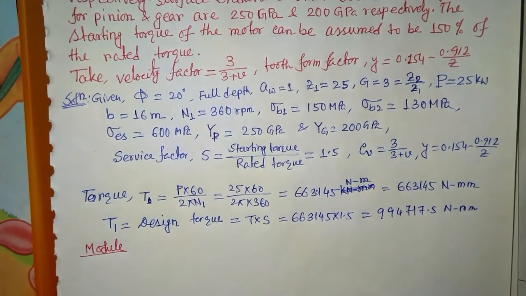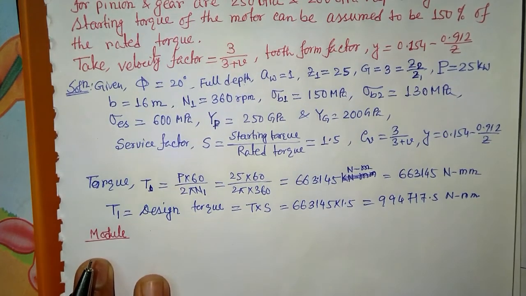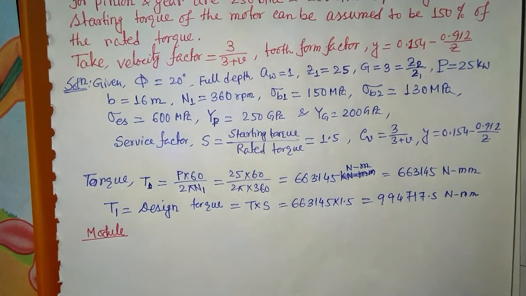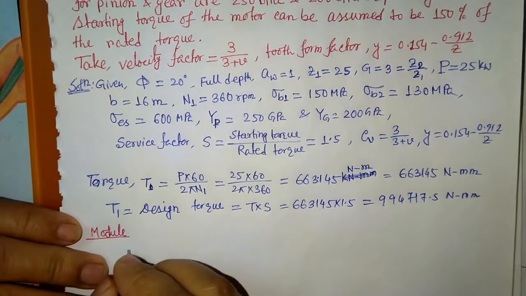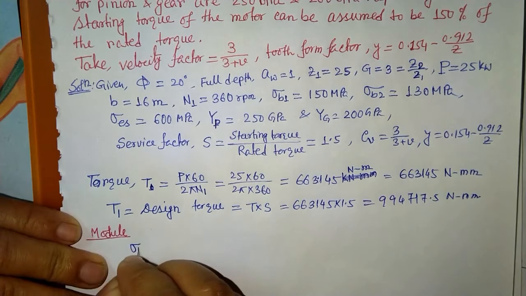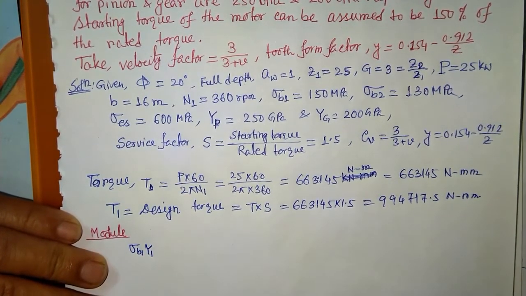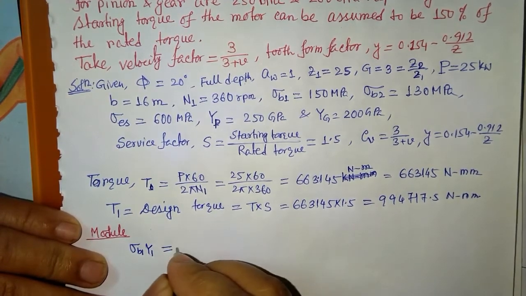So how can I find the module? For determining the module, we have the equation, that is our Lewis equation. For the Lewis equation, what do we need to do? We have to find the weaker gear. Which one will be the weaker gear? For the weaker gear, we need to find sigma b1 into y1. We have seen sigma b1 into y1, that is, the sigma b1 value has been given.